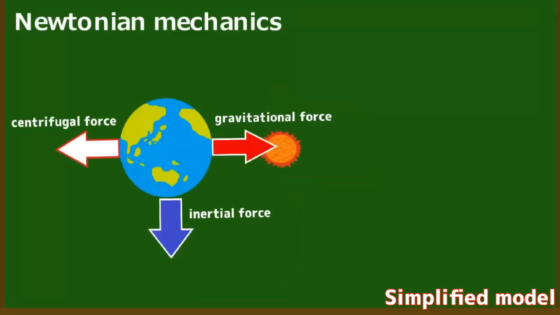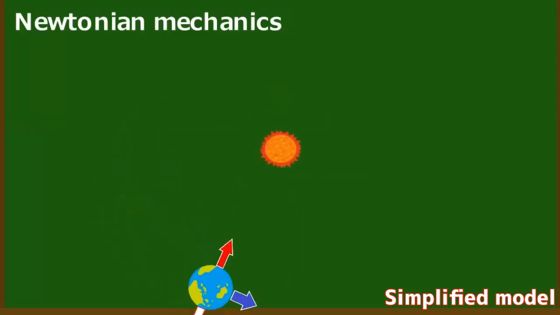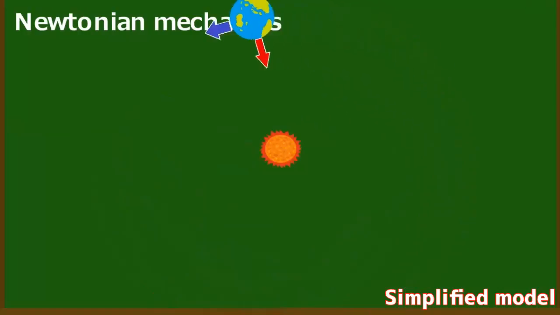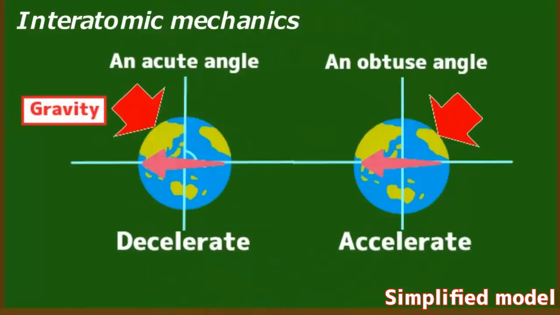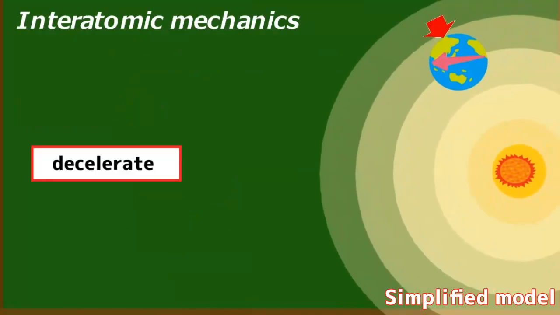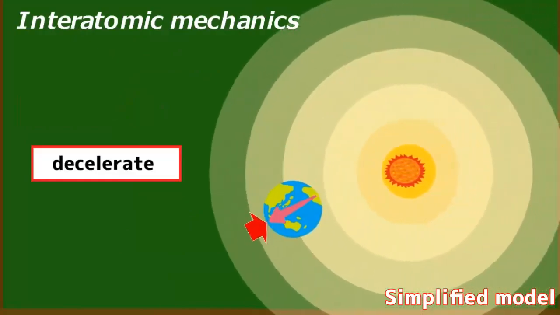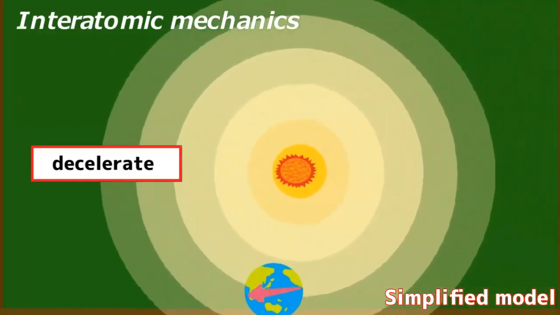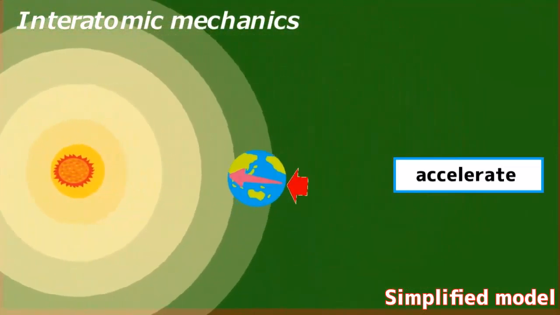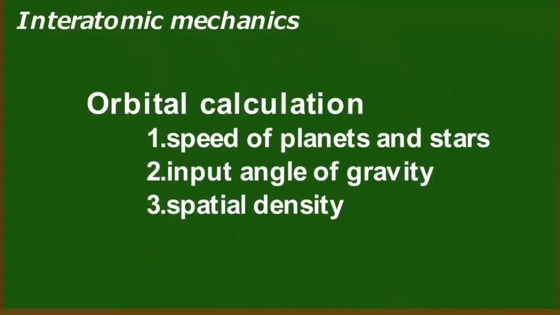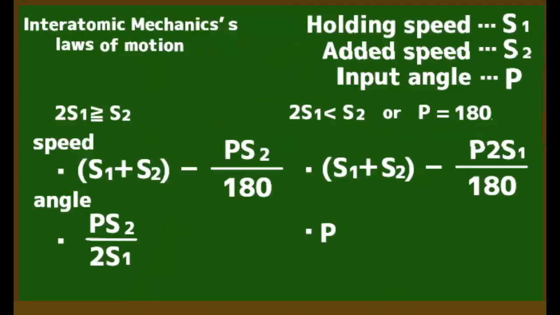Next, let's talk about orbital calculations. In Newtonian mechanics, the Earth orbits the Sun due to the balance of three forces. In these calculations, the Sun is assumed to be stationary. In interatomic mechanics, however, the input angle of gravity relative to the direction of motion becomes important, allowing us to represent the Earth orbiting a moving Sun. We only need to introduce time variations and spatial density into these equations.